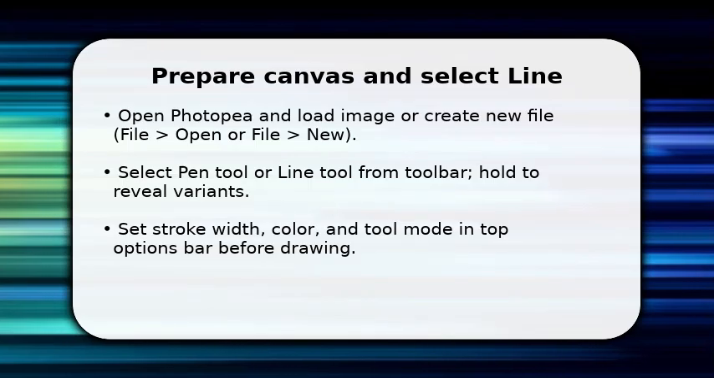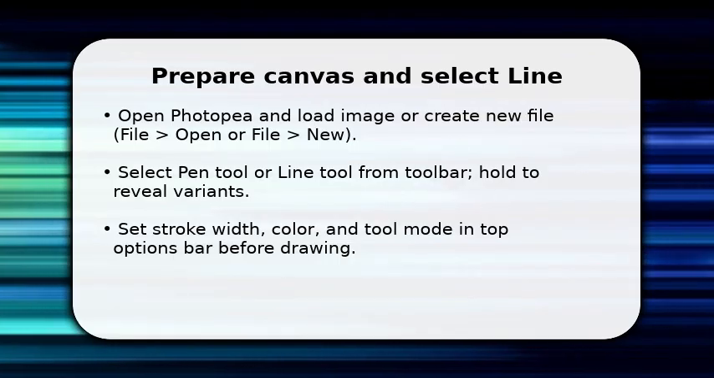Enjoy the video. You're starting with an image or new canvas open in Photopea. Make sure the layer you'll draw on is active. Next, choose the line tool or pen tool from the left toolbar. Hold the shape tool to reveal the line option.